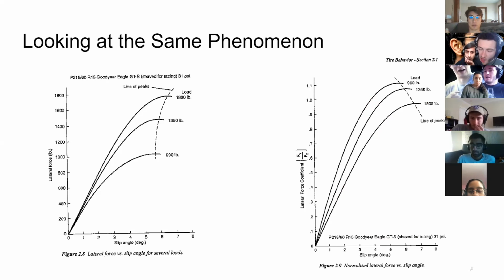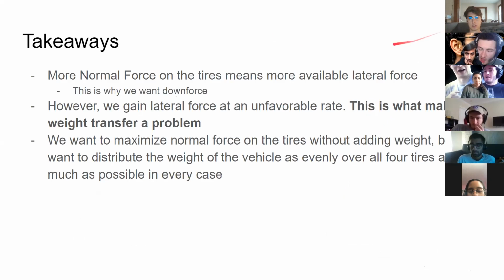So this is a fundamental thing that we're fighting against. In general, it's beneficial to have more normal force on the tires. Here are some takeaways. More normal force on the tires means more available force. This is why we want downforce, because downforce moves us up in the total amount of force that we can apply. Even though it happens at a decreasing rate, it doesn't matter, because the total amount of force that we can ever apply has increased.